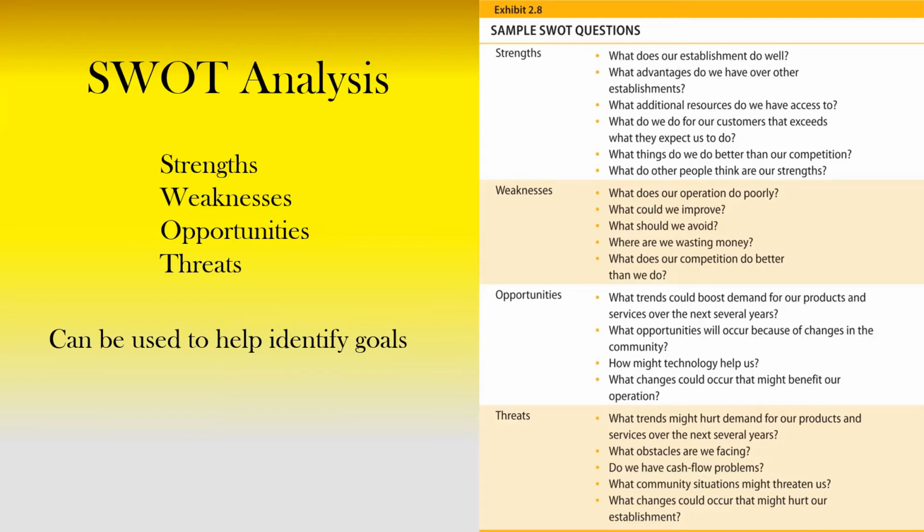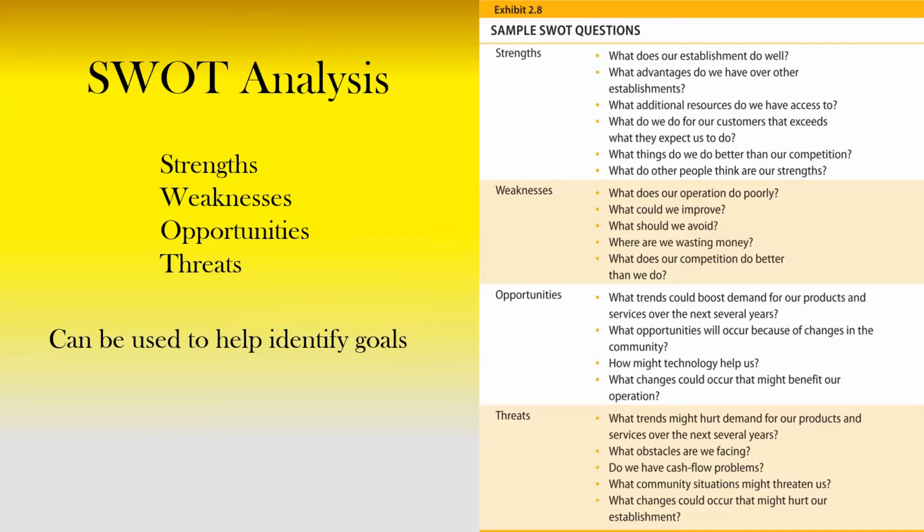Strengths, what do we do well? What advantages do we have over other establishments? What resources do we have access to? What do we do for our customers that exceeds what they expect us to do? What things do we do that are better than our competition? You get the idea. On the flip side, the weaknesses. What are we not doing well? What can we improve? What should we avoid? Where are we wasting money?